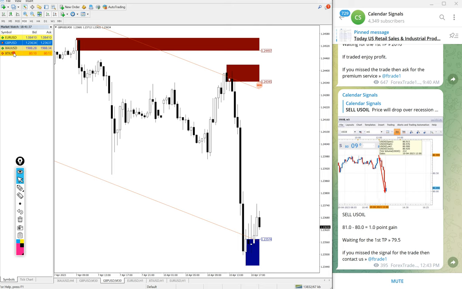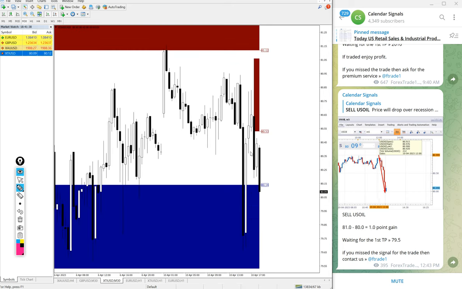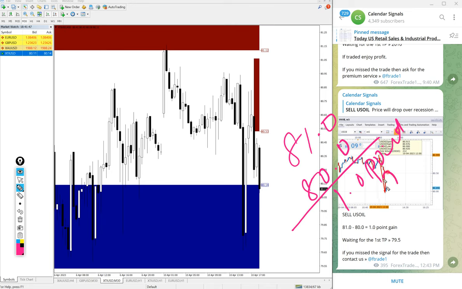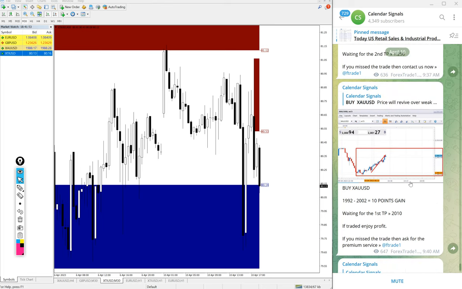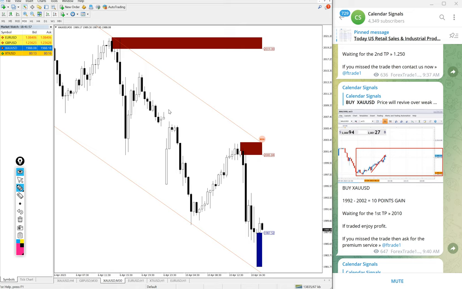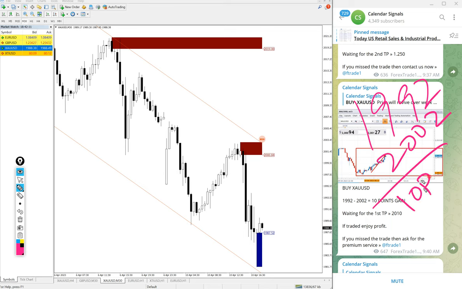So first, US oil performed, entry at 81 till 80, 1 point gain. 1 point movement in US oil will give you good profit. And then gold also performed. It performed in our given direction, then it fell down. Entry at 1992 and high traded 2002. So 10 points gain on buy gold.